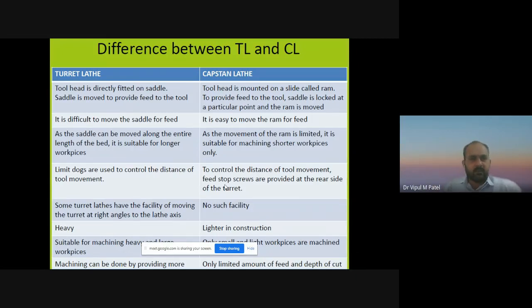If we are discussing the turret lathe, some turret lathes have the facility of moving the turret at right angles to the lathe axis.